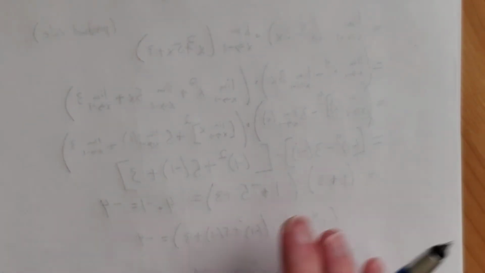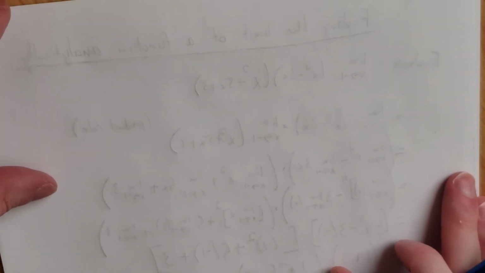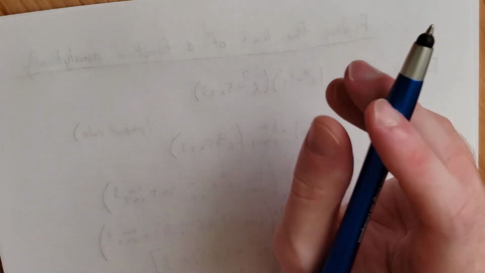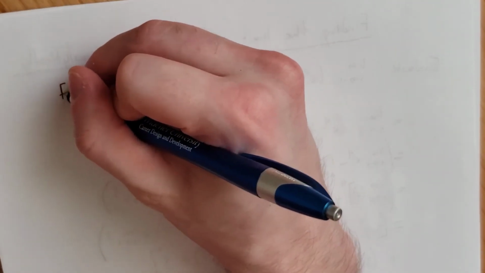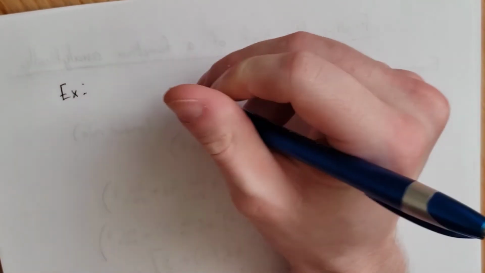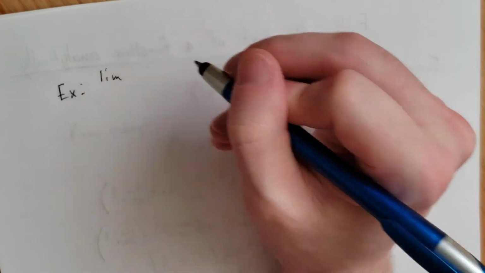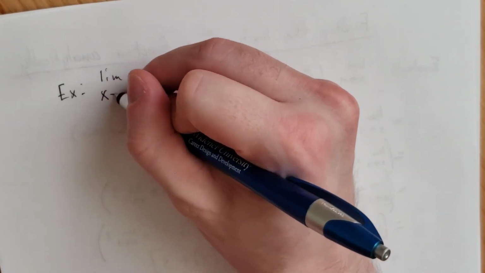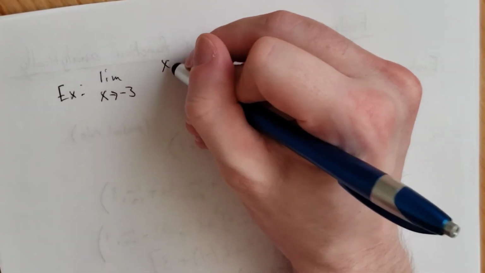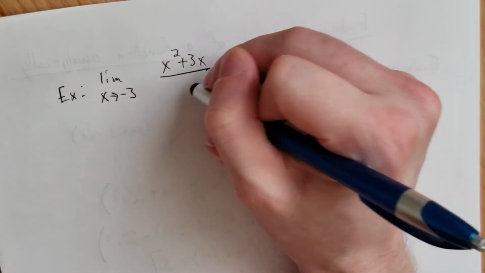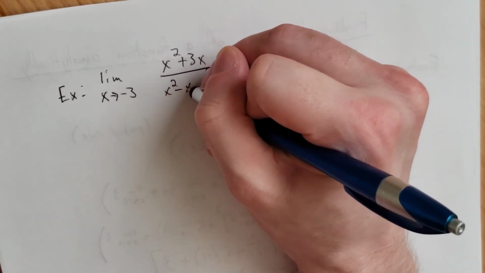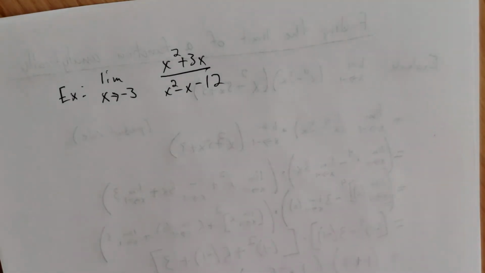So let's go ahead and see why this might be useful via an example. And we kind of already saw an example in a previous video, but let's make it a little bit more clear here. So let's do an example here. And that is to find the limit as x approaches -3 of x squared plus 3x all over x squared minus x minus 12.